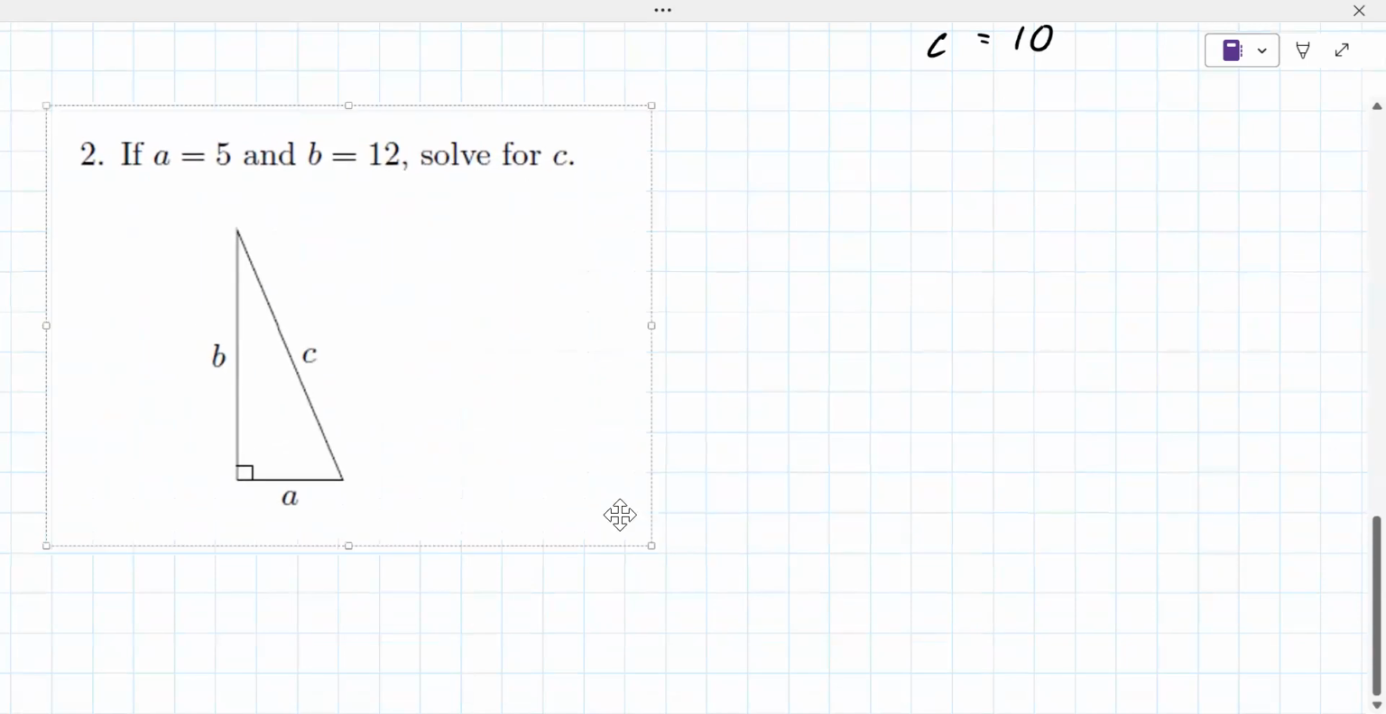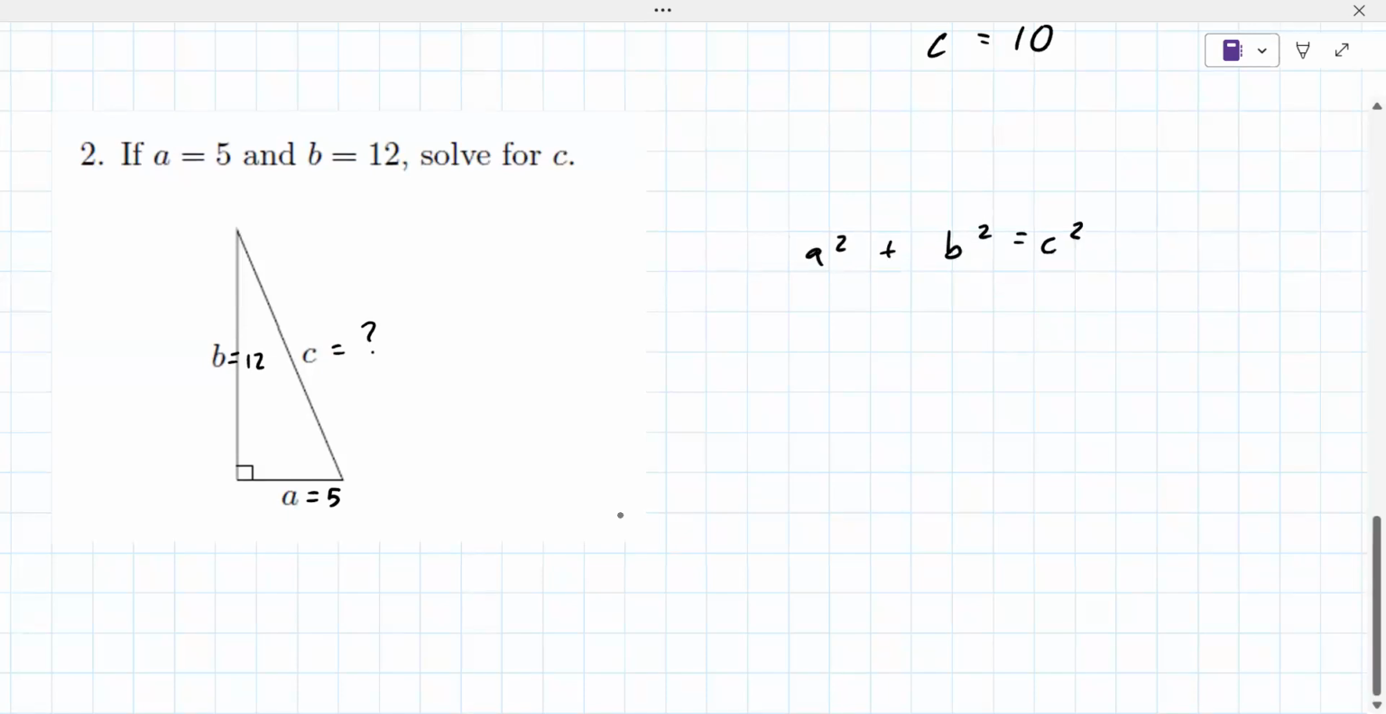All right. A equals 5 and B equals 12, solve for C. So it's good to kind of put those in here. B is 12, C is unknown. And then you always want to write the Pythagorean theorem, A squared plus B squared equals C squared. And so you put those numbers in. You put those numbers in, 5 squared plus 12 squared equals C squared. So go ahead and square the 5, go ahead and square the 12.